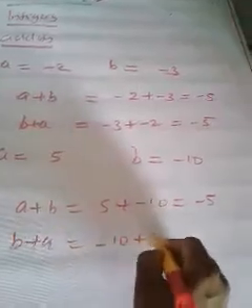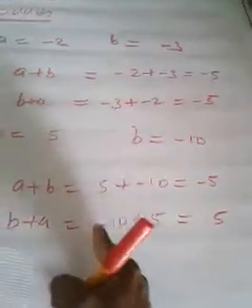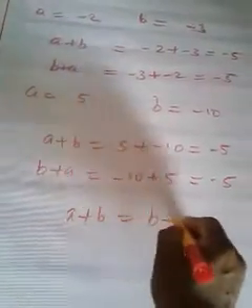And what is b plus a? -10 plus 5, isn't it? Find the difference. What is the difference? 5. Which is a bigger number? 10. Its sign is minus. So the answer will be -5. Here also both results are the same. That means for every a and b, a plus b and b plus a are equal.